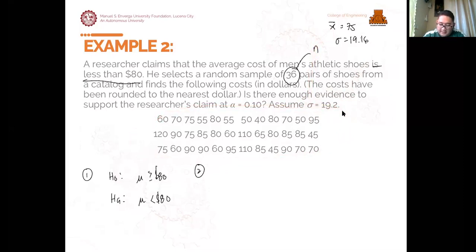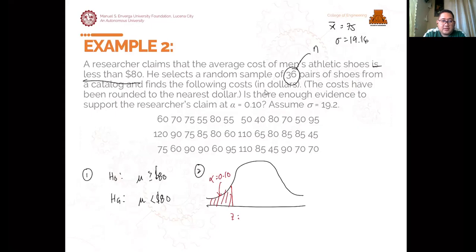For the second step, we first need the critical value. Our alternative hypothesis is less than, so our graph is on the left. We are in the left tail. The given alpha is 0.1, and we need to find its z value in the z table.